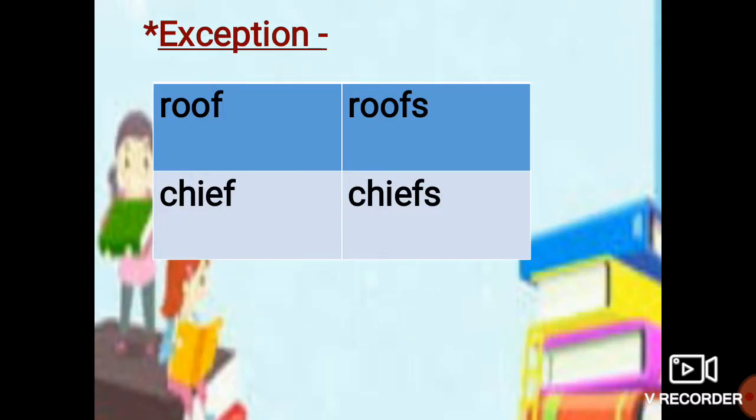So, there is an exception to this rule, under which it states that the given singular nouns are ending with the letter f, but they are made plural by adding s to the given singular nouns. Like roof becomes roofs, chief becomes chiefs.